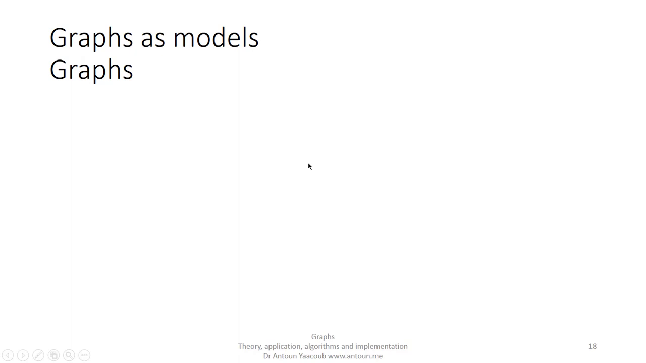Let's move on. In a graph, we represent vertices as circles. They could be people, computers, or cities, as we have seen. And an edge is a link that links those vertices, those people, those computers, and so on.